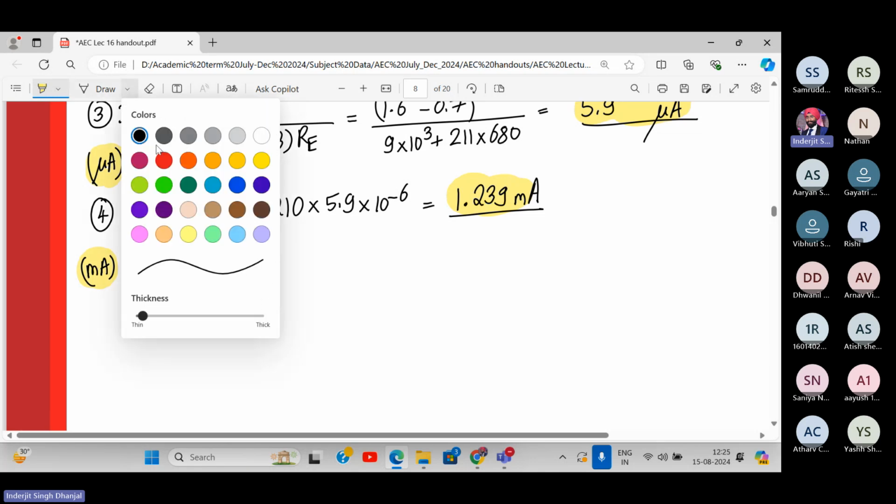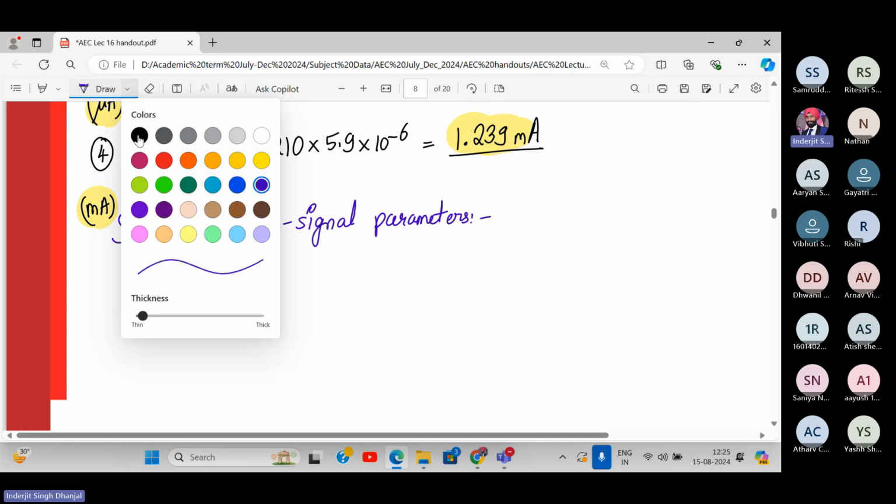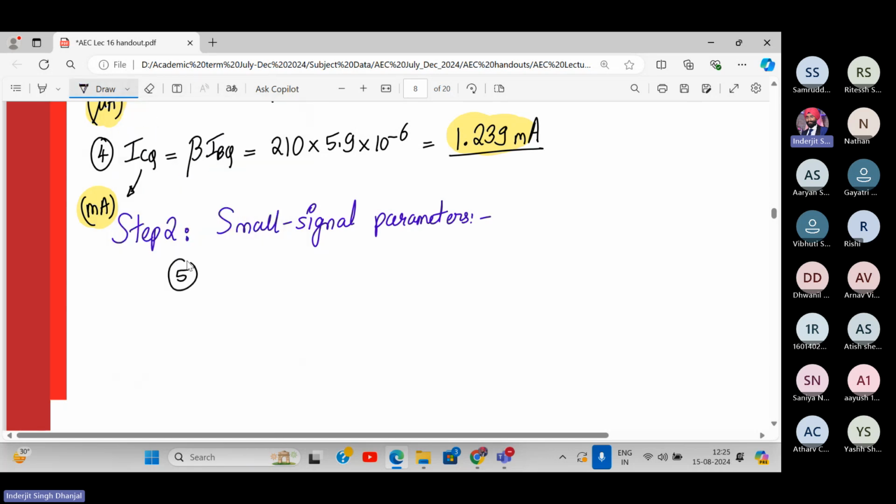So now we'll go to step number 2. Step number 2 is small signal parameters. We have to find out what they are, GM and all that, right? So first we'll find out GM. What is GM? ICQ upon VT. How much is VT? 26 millivolt.